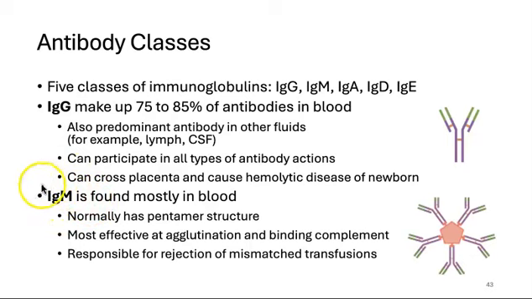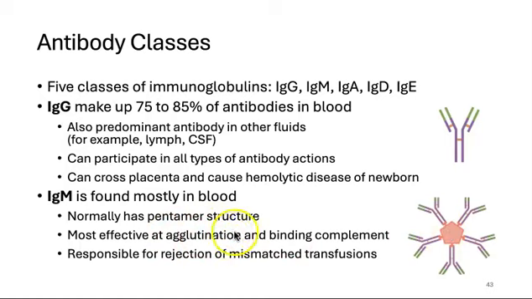And then we have IgM. This is found mostly in our blood as well, and it's normally set up as a pentamer structure. So you can see that we have about 5 of these antibodies attached at the base over here, and it's the most effective at agglutination and binding complement proteins.